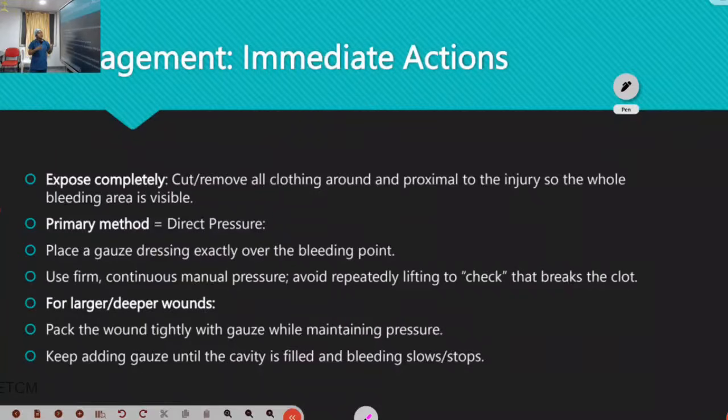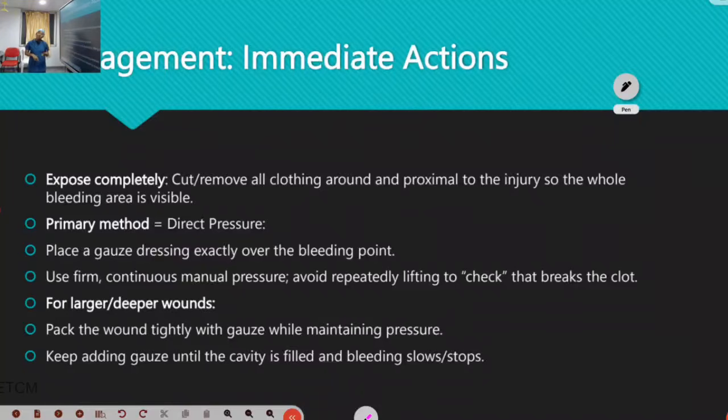So, coming to the management and immediate action, the first step is to expose the site completely. We have to cut and remove all the clothes, or if there is any tight clothing, we have to loosen it. If there are any jewelries in that site, we have to remove everything. The whole bleeding area should be visible, and the primary method that the protocol suggests is direct pressure. So, we need to place a sterile gauze exactly over the bleeding point.